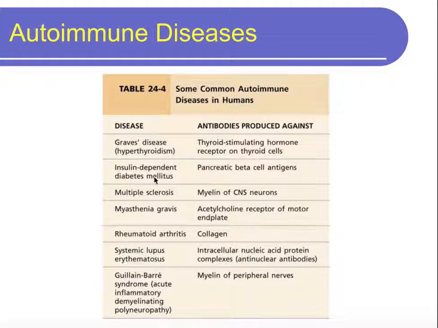Here's our type 1 diabetes, where our immune system destroys our pancreatic beta cells. In MS, multiple sclerosis, our immune system actually destroys the myelin of our central nervous system. In myasthenia gravis, we actually destroy the acetylcholine receptors on the motor end plate. So those would be our nicotinic receptors on the motor end plate of our skeletal muscle fibers, and as a result, your muscles basically don't contract. You lose voluntary control. In Guillain-Barré, we actually destroy the myelin of our peripheral nerves. So you can see how there are actually a lot of different types of autoimmune diseases.